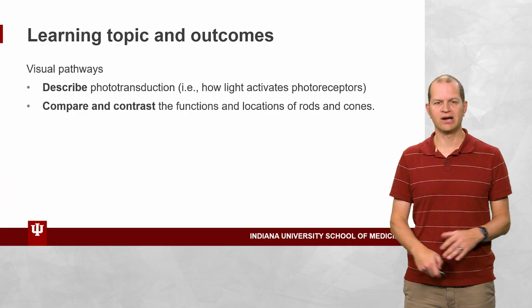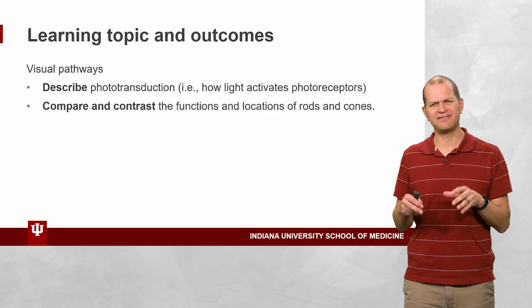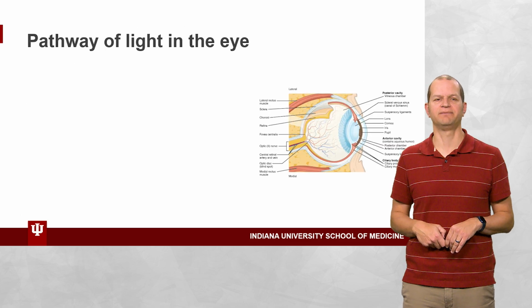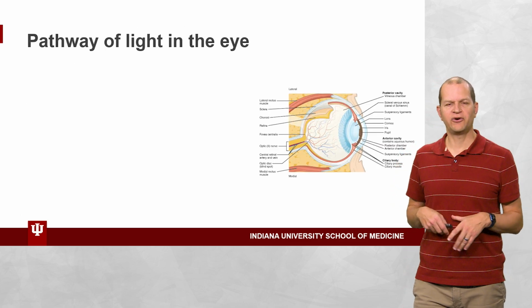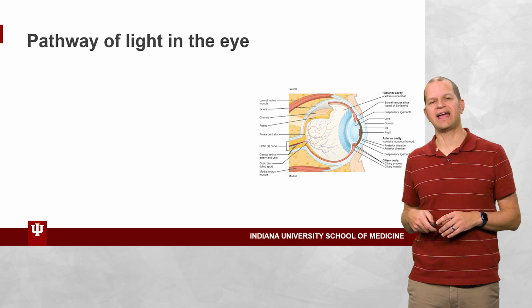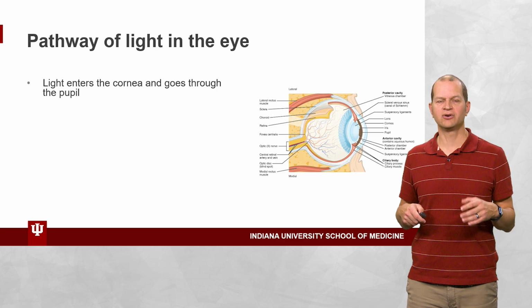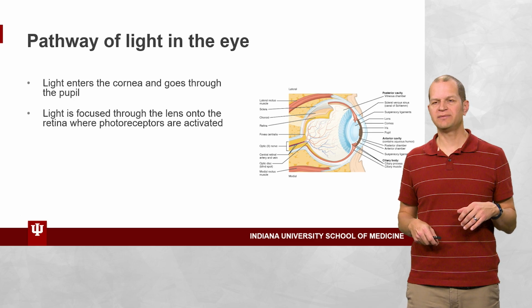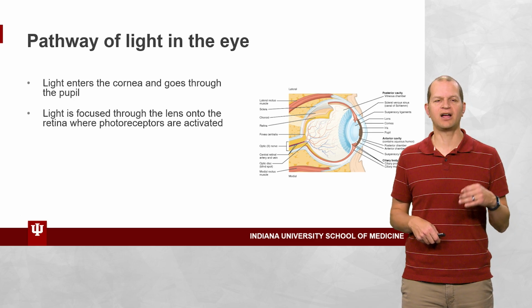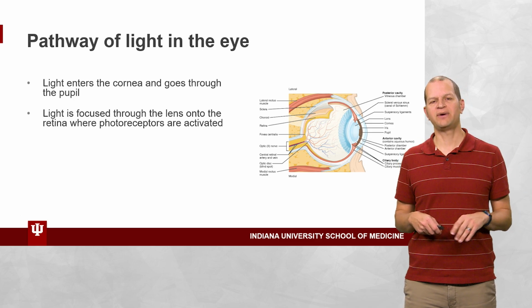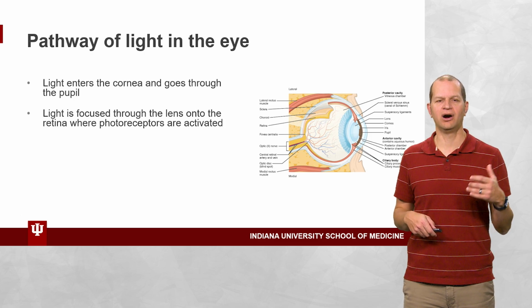And so here we go. So we're going to just really dive into phototransduction. In order to understand phototransduction, we need to understand how light passes through your eye. It enters your cornea and goes through your pupil, ultimately through a lens where it's focused onto the retina, and the back of your retina is where these photoreceptors are located.